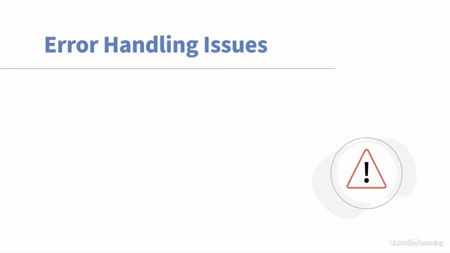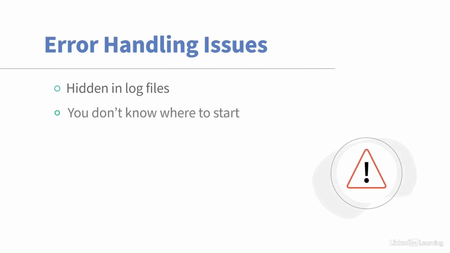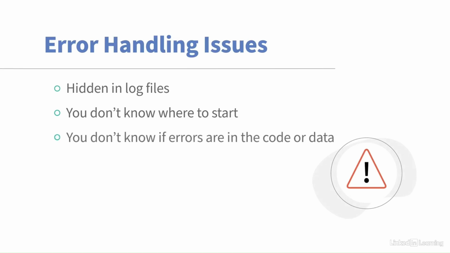Error handling and bug fixing. Typical things that you're going to see is that the errors are in log files, which is a big problem because you don't have a central hub where you can look at the logs, a central collection unit. You don't know where to start, so you just try stuff out in the debugging phase. You don't know if the error is in the code or in the data, and you don't know how to actually debug the pipeline. These are things that are usually problematic with error handling and bug fixing.